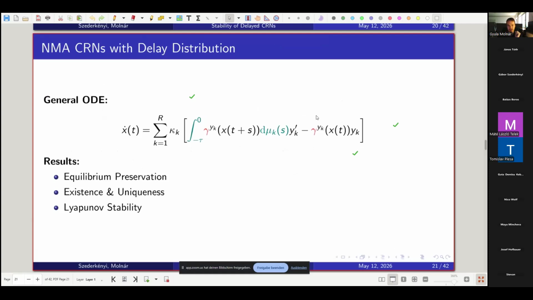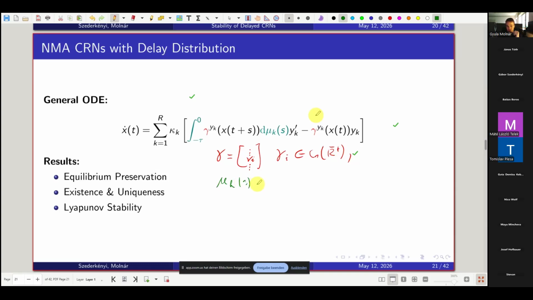So for that, the general form of the ODE looks like this. For gamma, we pre-assume that this is a piecewise defined function that has to be C1 over the non-negative numbers, so continuously differentiable, and also strictly increasing. We also introduced to the ODE, shown in teal here, this distributed time delay, and this is a Stieltjes integral. What's important here is this mu k function, that is the delay distribution itself.